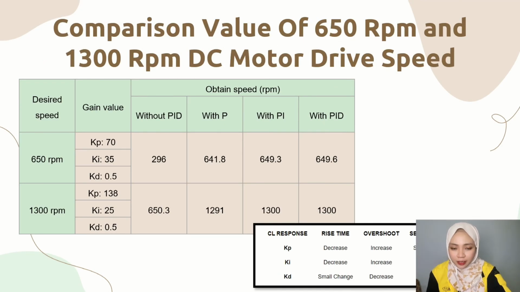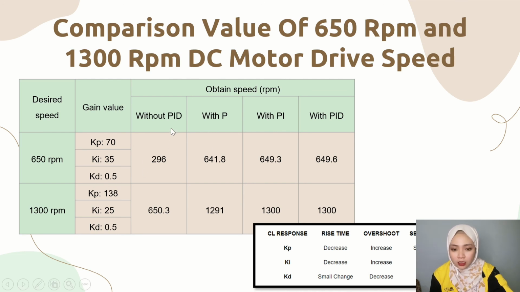For the next part, I would like to compare the 650 RPM and 1300 RPM DC motor drive speed. For the gain values, as you may see, for the 650 RPM, 70, 35 and 0.5 are needed. While for the 1300 RPM, the KP is 138, the KI is 25 and the KD is the same as for 650 RPM, which is 0.5.